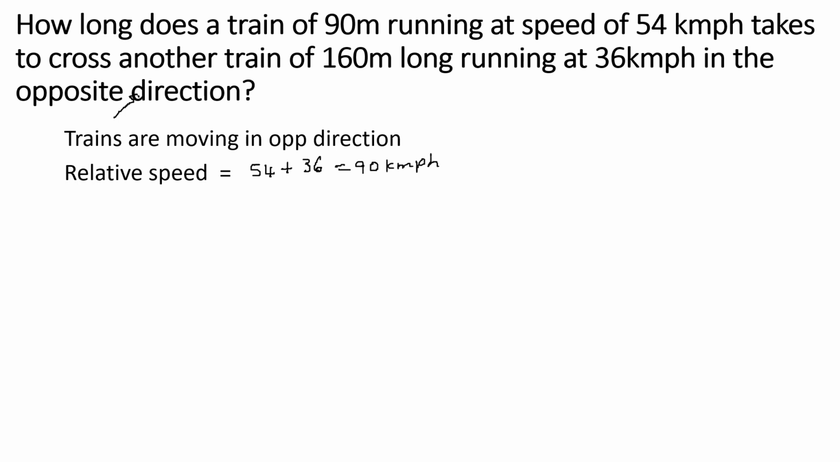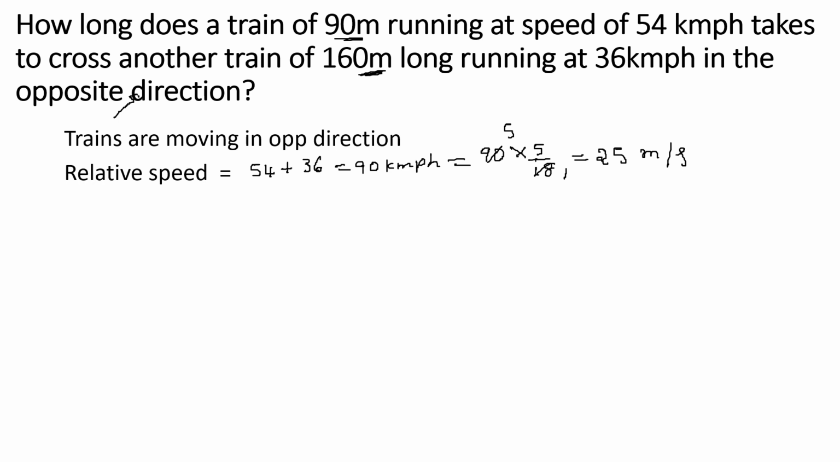Now here the lengths of the trains are in terms of meters, right? So we'll convert this into meters per second. 90 kilometers per hour, to convert into meters per second, we have to multiply by 5 by 18. So 18 fives are 90, so 5 into 5, 25 meters per second it is.